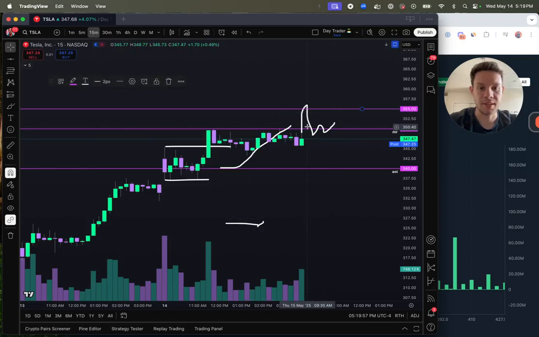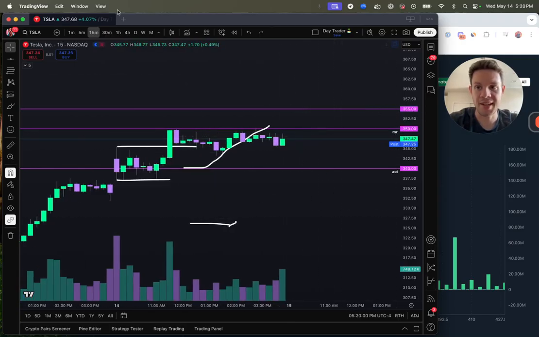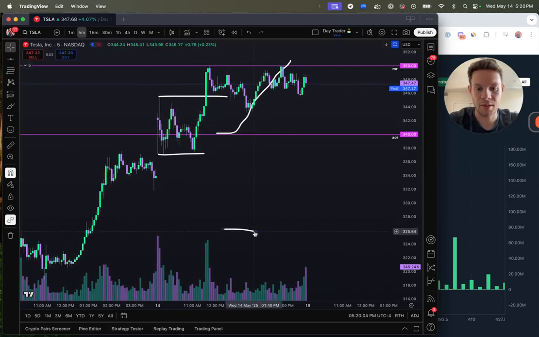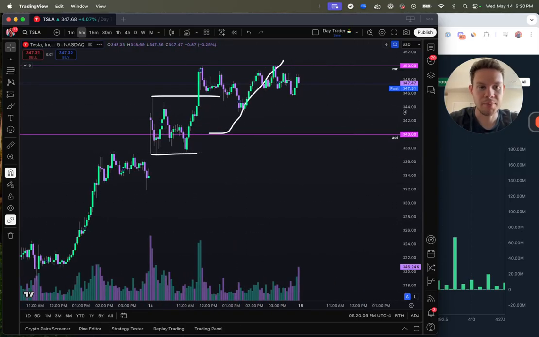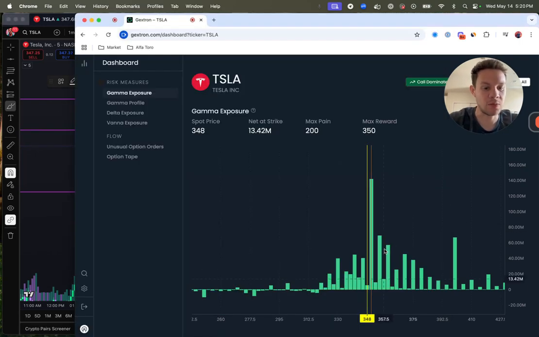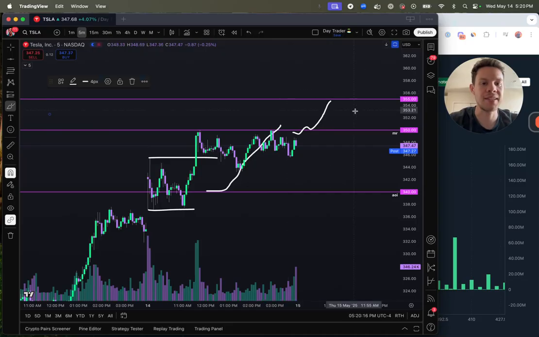Right? There it is. If price was to sustain above it, then we take it to the next level, 355, and then to the next one, 360. It's that simple. Key level to key level.